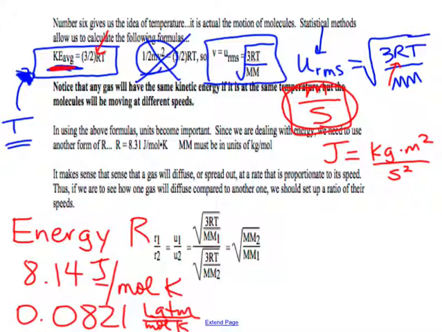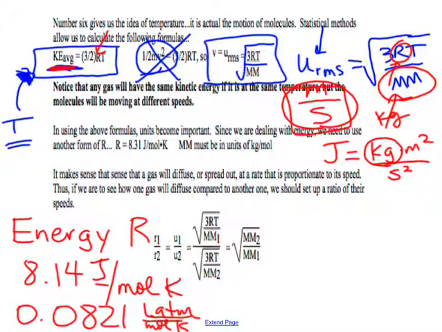So if you plug that R into there, your molar mass is going to cancel, and this is something that you're going to need to pay attention to. When you put your molar mass in of your gas and you want to know its velocity, what do you have to put it in? Kilograms, exactly. So if we're doing oxygen, you have to put in 0.032 and not 32.